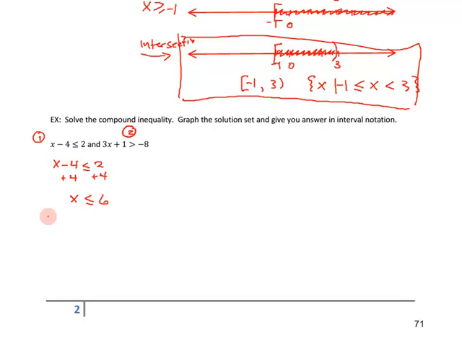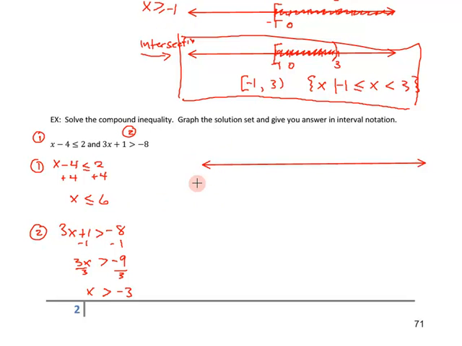Do my second inequality here. So this was 1. If I do 2, I will have 3x plus 1 is greater than negative 8. Subtract 1 from both sides. I'll have 3x is greater than negative 9. And then I can divide off the 3. And since I'm dividing by a positive, the sign stays the same direction. I get x is greater than negative 3. So let's graph each of these two on their own number line.